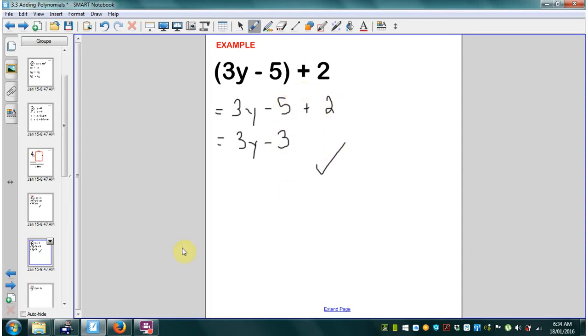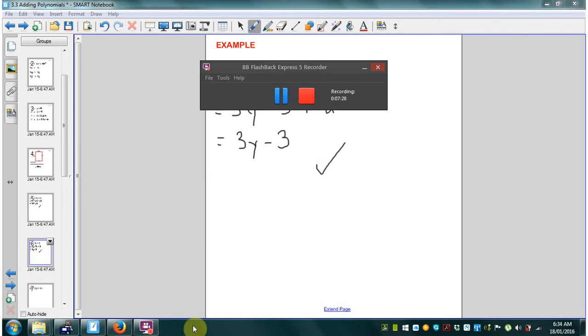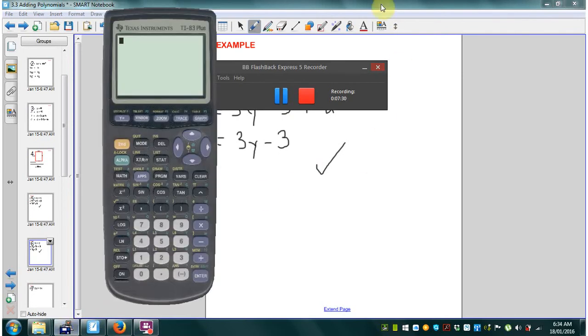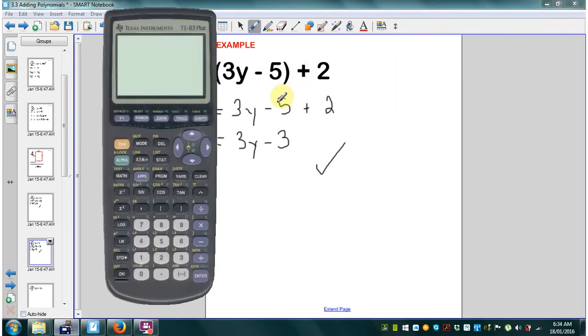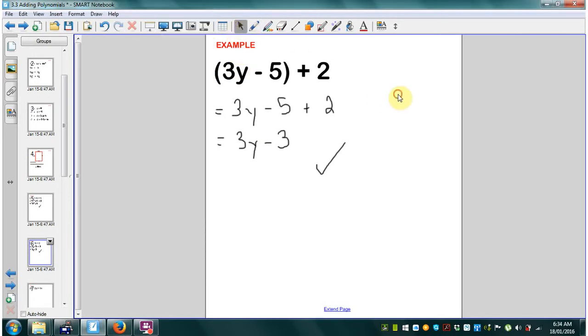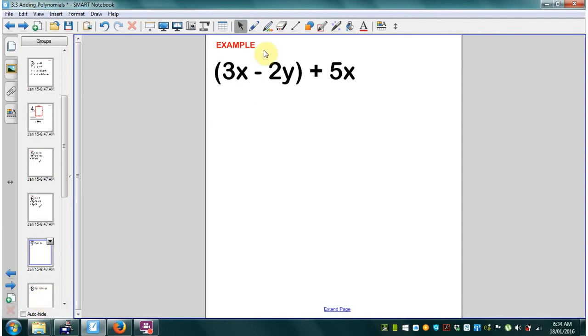Okay. Again, if you're a little bit shaky with your negative numbers, don't be afraid to come in and say minus 5 plus 2 equals minus 3 to do a double check. That's good for on the test, so you don't make any silly mistakes and lose marks. Alright, when you're ready, we'll move on to the next example. Okay, this example here.